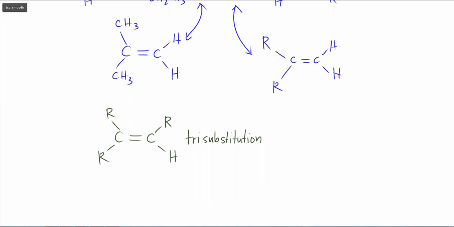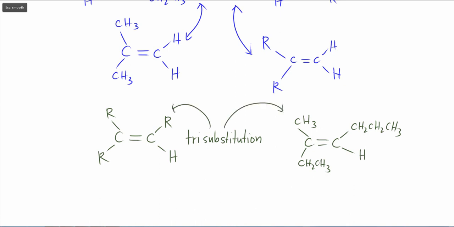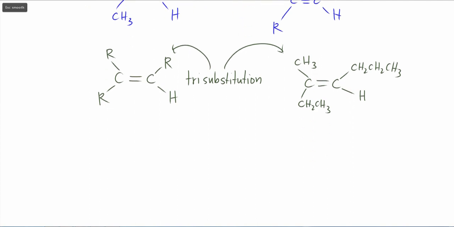So I could have a situation like this, C double bond C. I can put a CH3 here, any R group is going to do. I can have a CH2, CH3. I can have a CH2, CH2, CH3. And I can have an H. So any R group would constitute a substitution. So I can substitute with the same, or I can substitute with 3 different R groups. This is going to give me a trisubstitution. Okay?